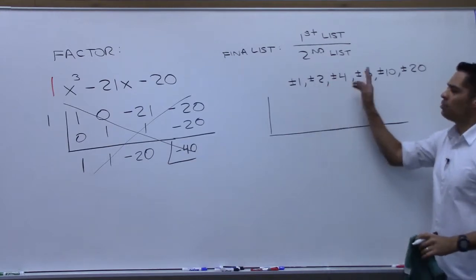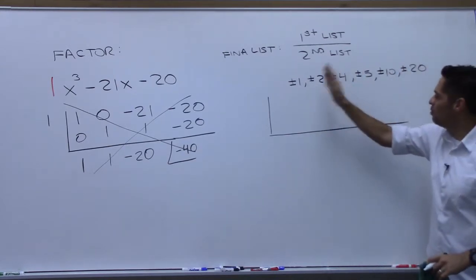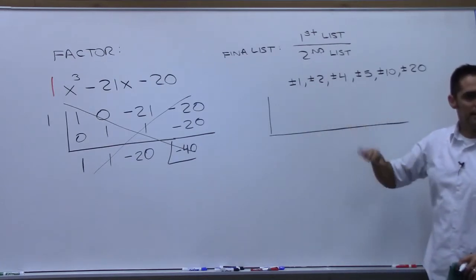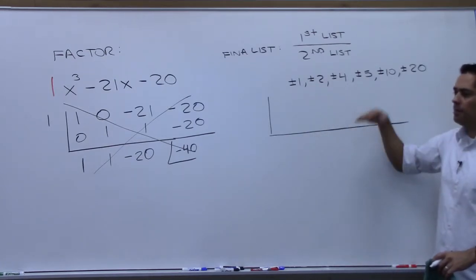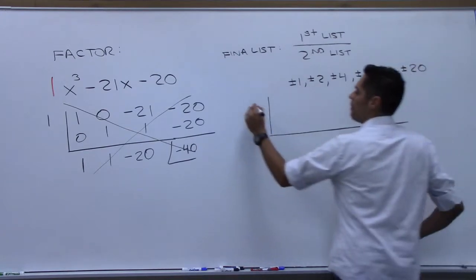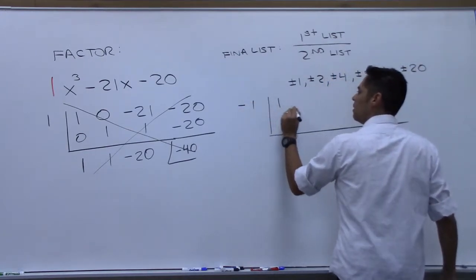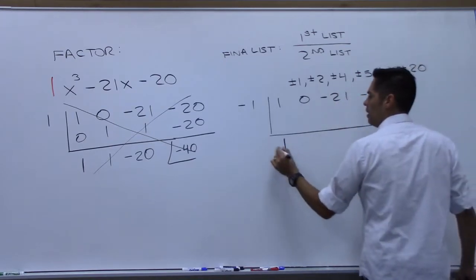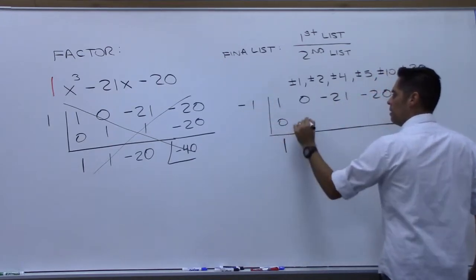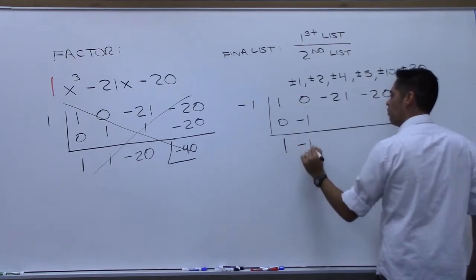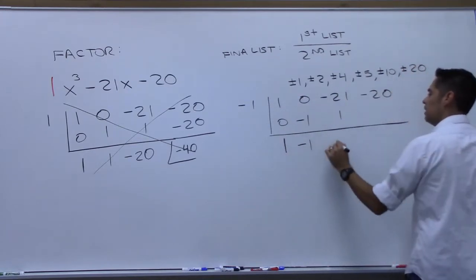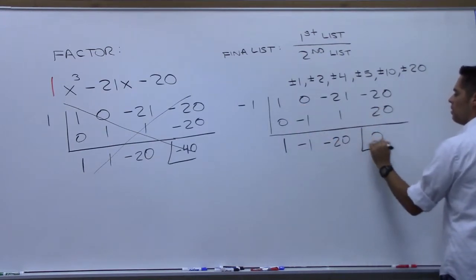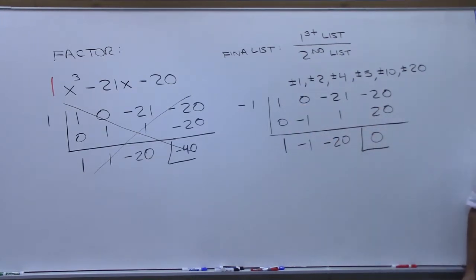That's what I would tell you to do next. Don't do 1, 2, 4, 5, 10, 20, and then come back and do negatives. Do 1, negative 1, then 2, negative 2, then 4, negative 4. Okay, 1, 0, negative 21, negative 20. 1 here, negative 1, negative 1, positive 1, negative 20. There you go. Positive 20, there you go. Works. That's what we wanted, right?